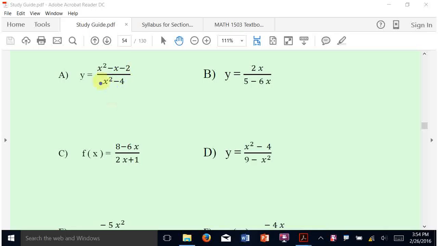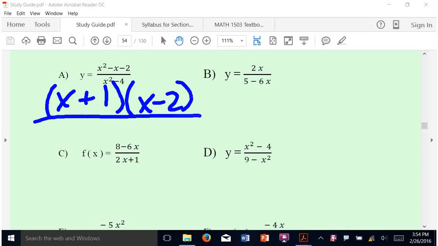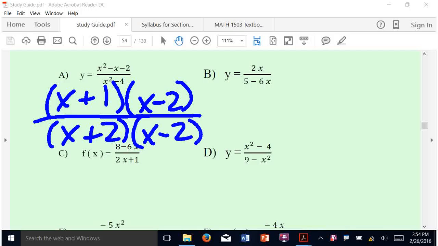And you won't always be able to know in advance whether you have a removable discontinuity. But I'll let you know that in this case we do have a removable discontinuity. And you'll see this from factoring. So we'll factor the top and the bottom, and we get on the top x plus 1 times x minus 2. On the denominator you get x plus 2 times x minus 2.